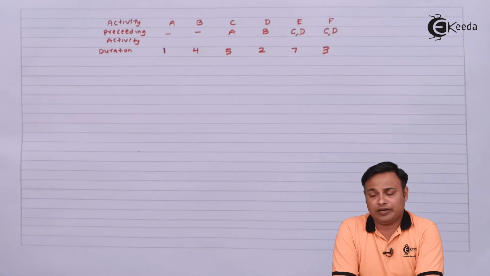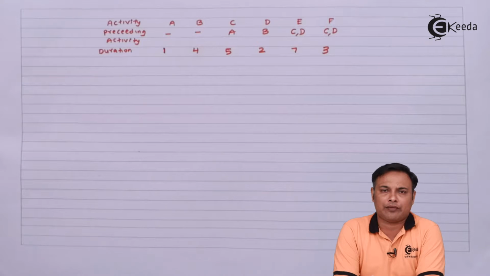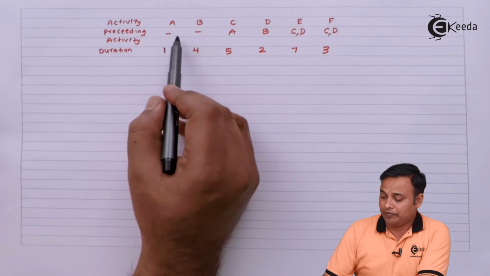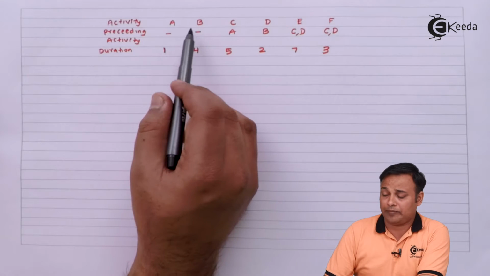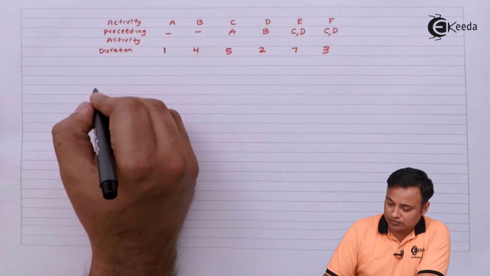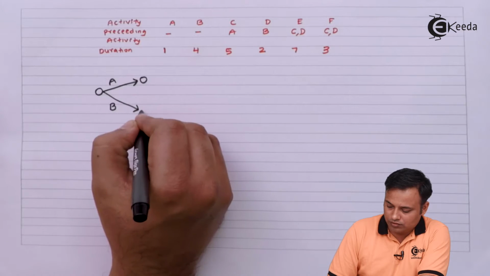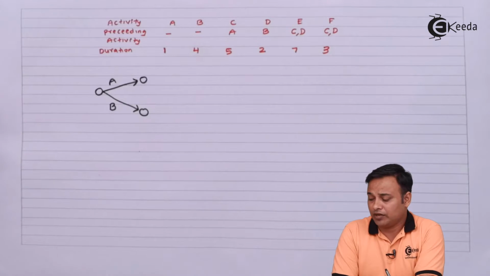So we have activities A to F here and we have the durations. Let's first draw the diagram and make the forward and the backward calculations, and then I'll talk about the time estimates. A और B के पहले dash मतलब A और B के पहले कोई भी preceding activities नहीं है. So A and B are my initial activities. So here is my A and B.